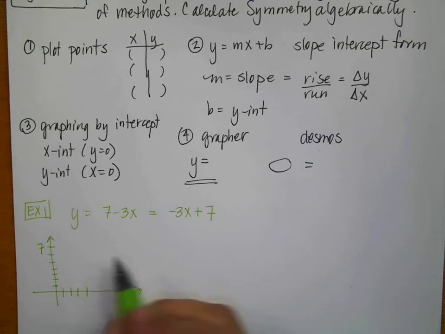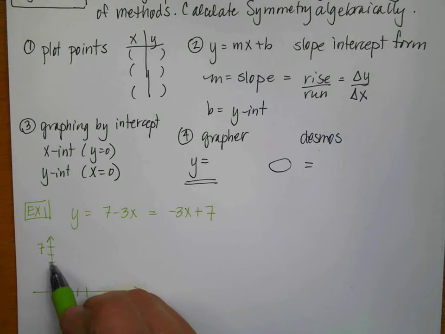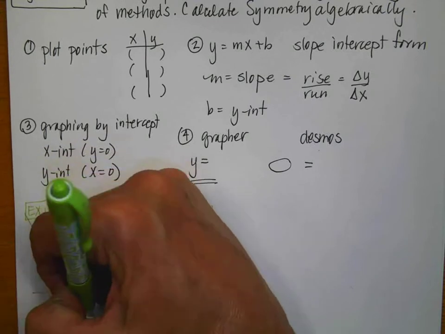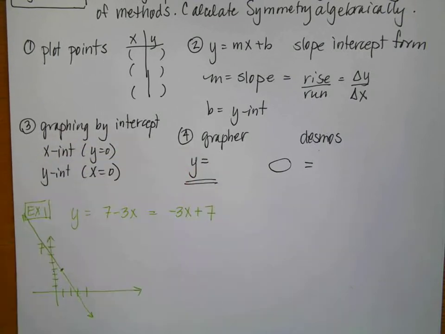So then for my slope, I'm going to go down 3, 1, 2, 3, and over 1. There are my 2 points. A little bit crappy. And there's my line. So you've done this for a long time, so that's really pretty easy.